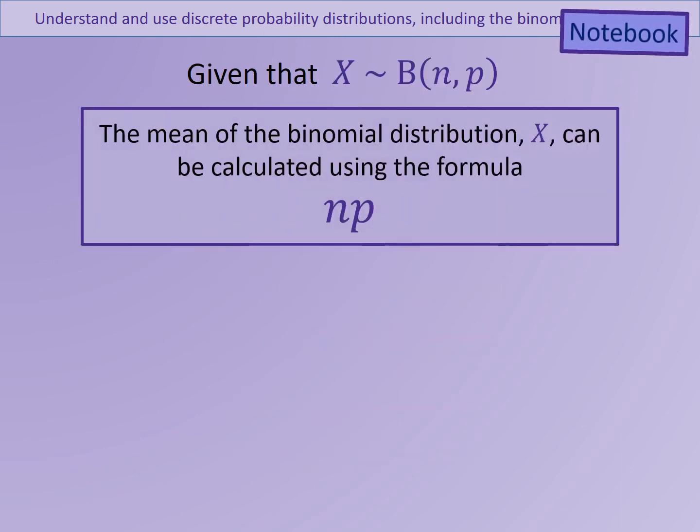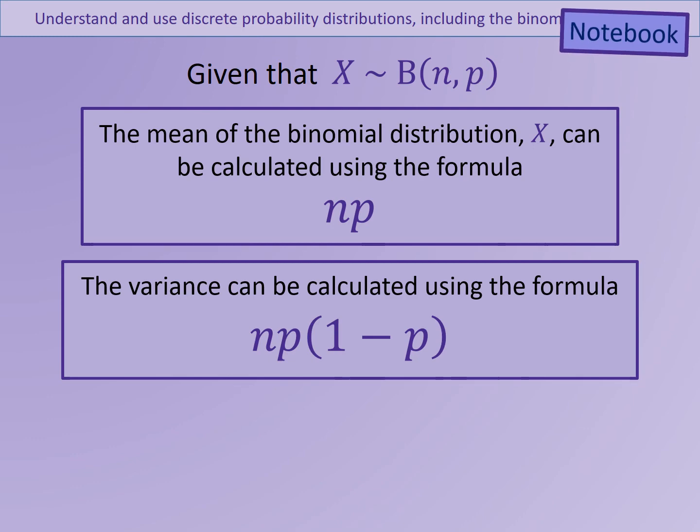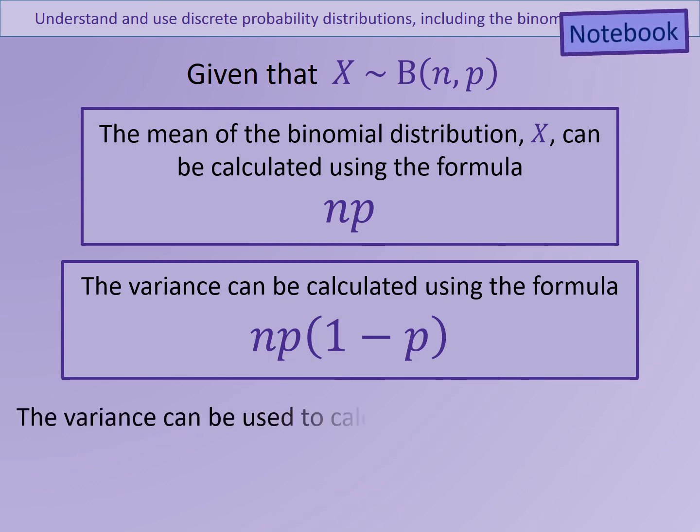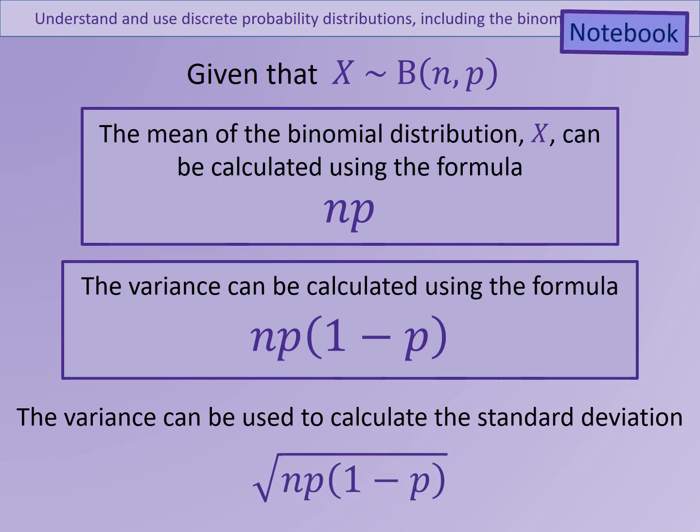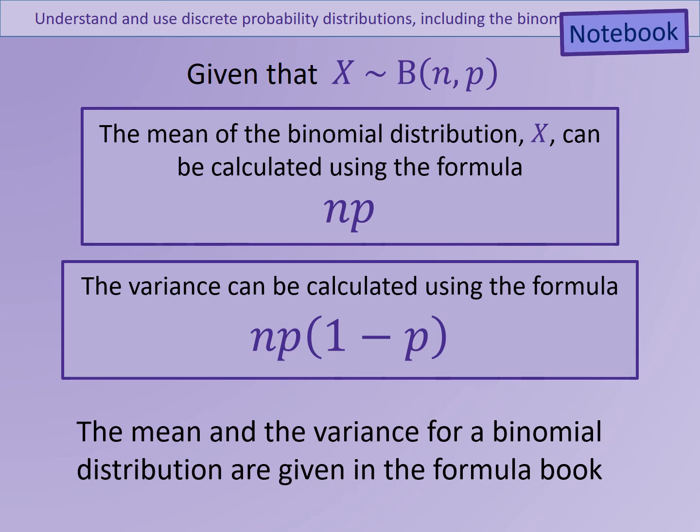The mean of the binomial distribution can be calculated using the formula n times p, and the variance can be calculated using the formula n times p times by 1 minus p. Now we can use the variance to calculate the standard deviation by taking the square root of this, and all of these formulae are given in the formula book.